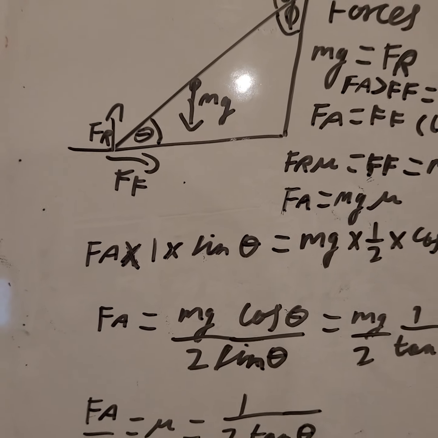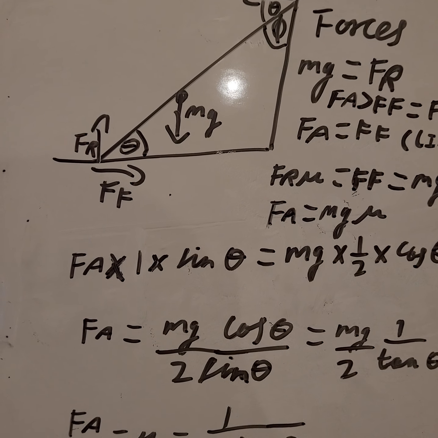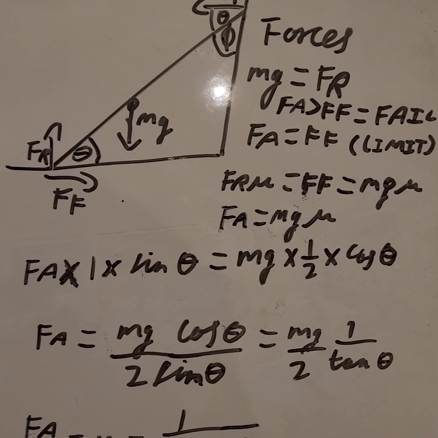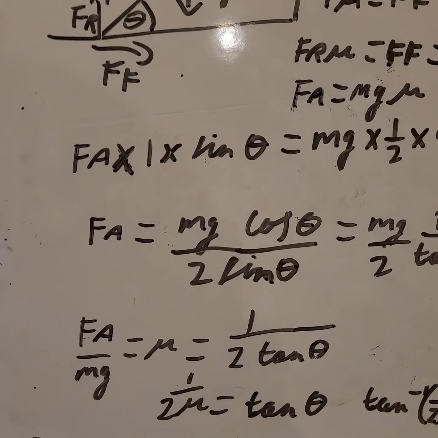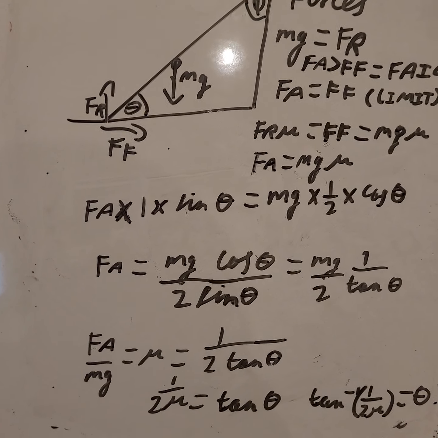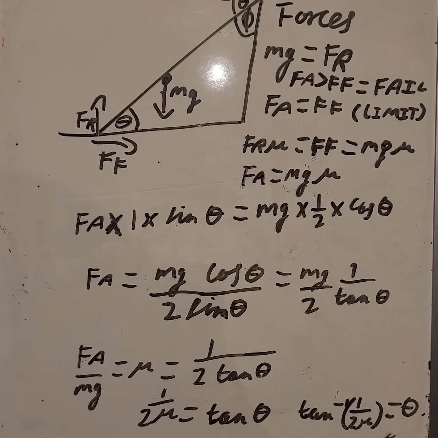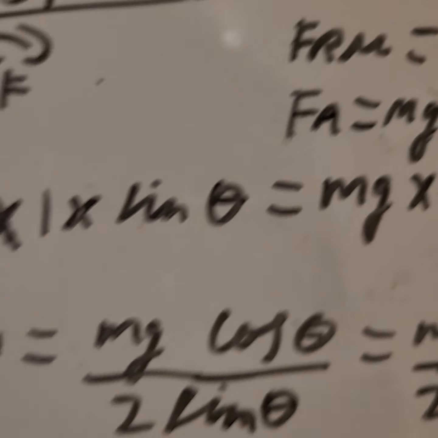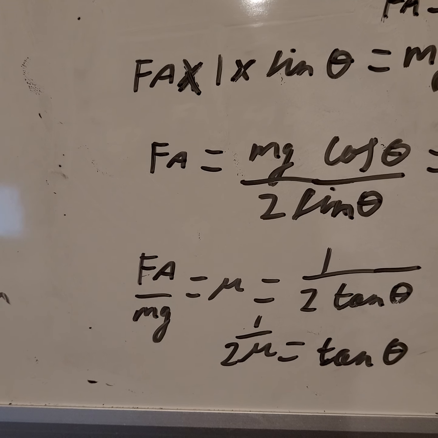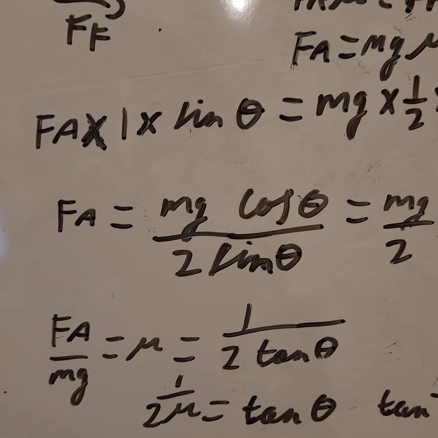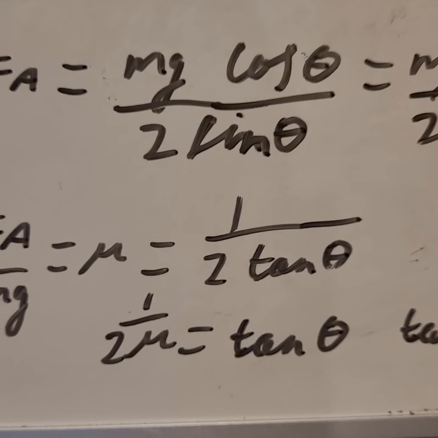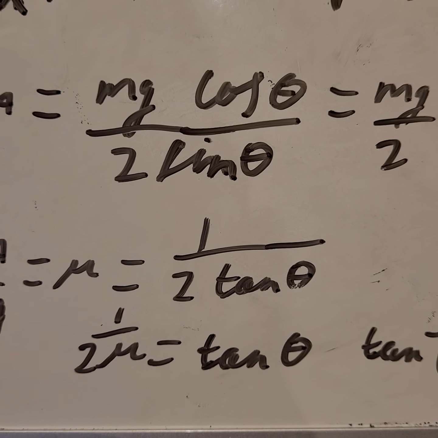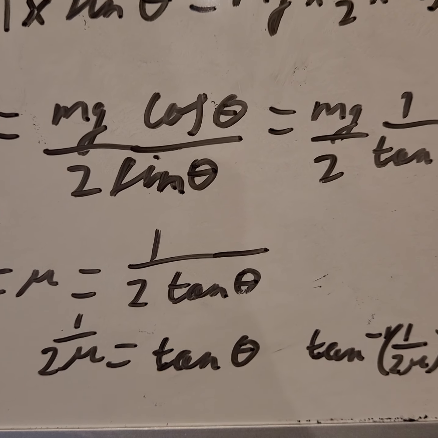So we can rearrange that to have Fa is equal to mg cos theta over 2 sine theta. And that simplifies to mg over 2 multiplied by 1 over tan theta. And once again, we can use our equations from before. So we say that Fa is equal to mg mu. So if we do Fa over mg is equal to mu, we can basically divide this equation here by mg, and we end up with mu is equal to 1 over 2 tan theta.